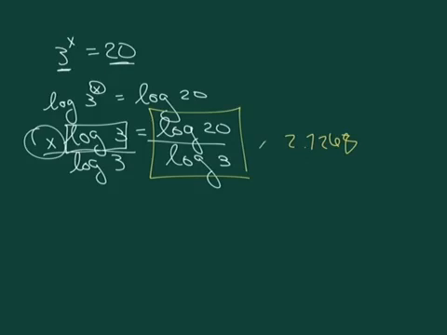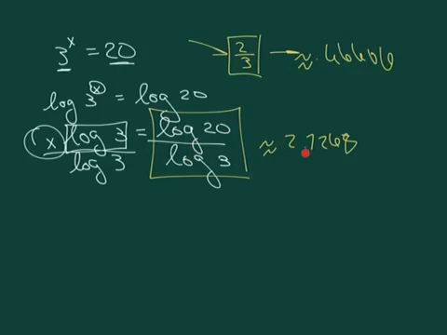Now that 2.7268 is an estimate. This is the exact answer. If you do not have a calculator, this is the exact answer. It's kind of like saying the number 2/3 is a fraction. That is an exact answer, but when you put it in your calculator, you get 0.66666 into infinity. This is not the exact answer because the answer goes on and on and on. The 2/3 is the exact answer. So it's the same with logarithms. The fraction here is actually the exact answer.